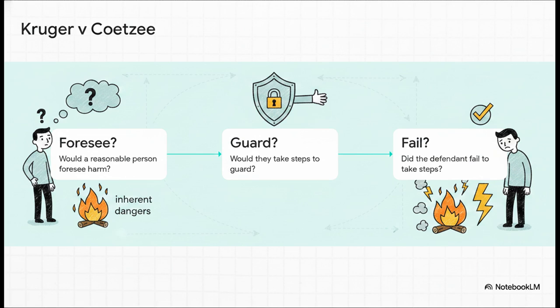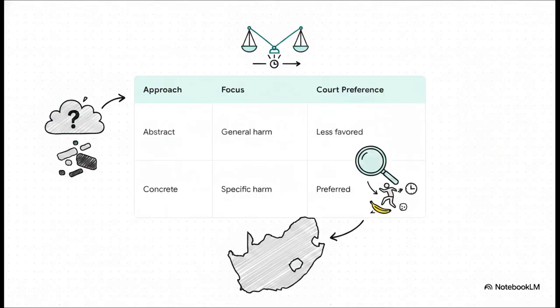Would they take steps to guard against it? And did our defendant fail to do exactly that? But how do we even determine what was foreseeable in the first place? Well, South African courts strongly prefer a concrete approach. They don't just ask if harm of some vague kind was foreseeable in general. They want to know, was this specific harm occurring in this specific manner foreseeable to the reasonable person. It grounds that objective test in the gritty reality of the actual incident.